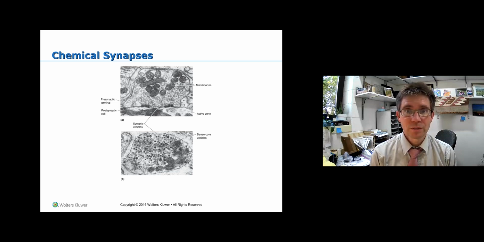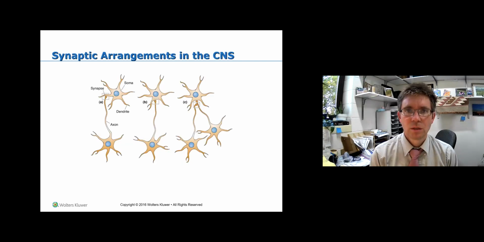We also learned about the different kinds of neurotransmitters that we can find in vesicles. We talked about amino acid neurotransmitters, GABA, glutamate, and glycine, and we talked about amine neurotransmitters, dopamine, serotonin, epinephrine, norepinephrine, acetylcholine. And we also talked about peptide neurotransmitters, which are found in the dense core granules or dense core vesicles in the presynaptic terminal. We also learned about the different configurations that a chemical synapse can have.